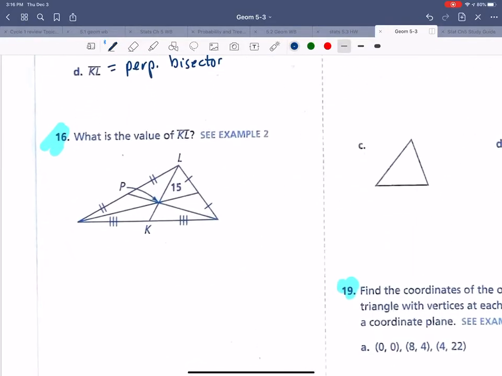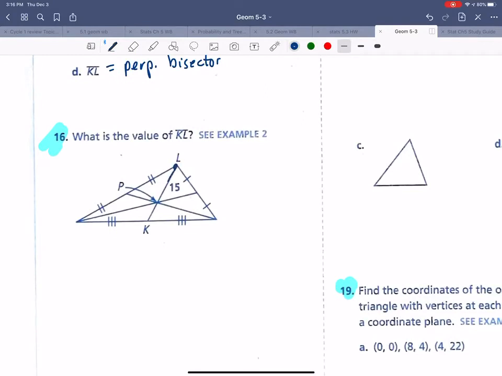16. What is the value of KL? Okay, KL. So this is cut in 3 equal pieces. You see that there? So KL was cut in 3 equal pieces. This would be 1 piece. This 15 is 2 pieces, right? So that means this has to be 7.5, which is 15 divided by 2. This has to be 7.5, and this has to be 7.5, okay?